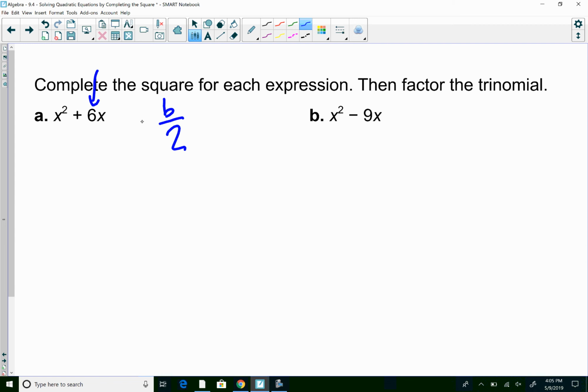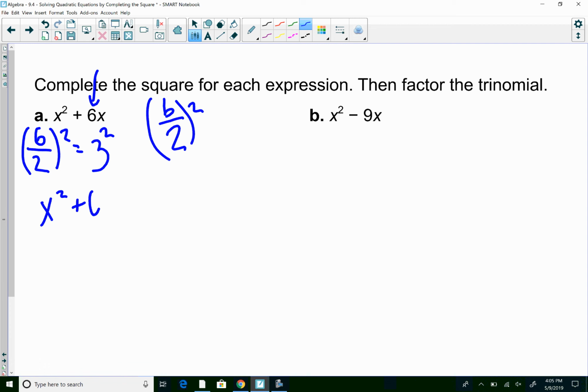So what's going to happen is, remember this is our b term, we're taking b divided by 2 and we are squaring. Okay, so your b term is 6, so 6 divided by 2 and square it. 6 divided by 2 turns into 3 squared. And really you can take this a couple of different ways. This is the path that I like to take. So x squared plus 6x plus 9.